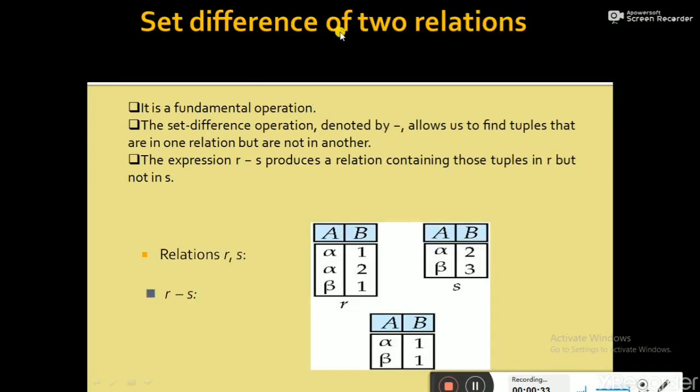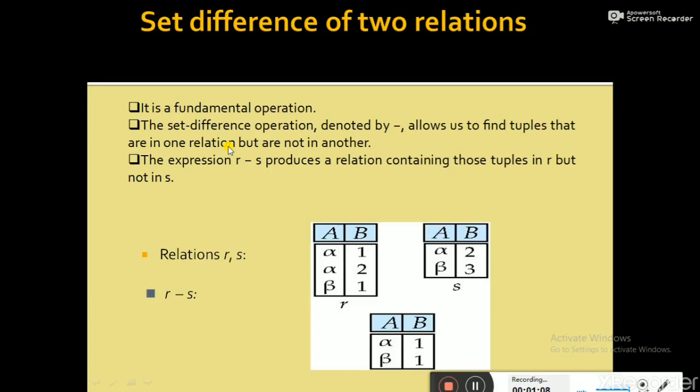So, what is set difference operation? Now, it's a fundamental relational algebra operation. The second thing about the set difference operation is that it is a binary relational algebra operation. Why is it called a binary operation? Because a set difference operation involves two relations. It is denoted by the minus sign, and this operation allows us to find the tuples that belong to one relation but not to another relation.